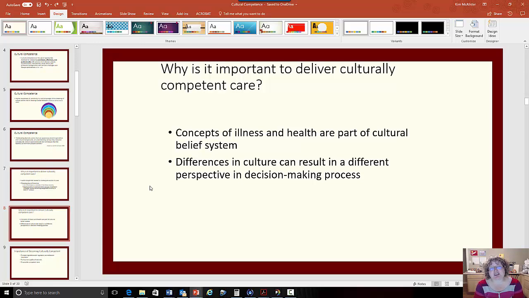And also, differences in culture can result in a different perspective on decision making because of what I just discussed, with outcomes and expectations in healthcare being different. Although we may see the patient as the person who has the authority and the right to make decisions for their care, their culture or their ethnicity may specify that somebody else in their family, in their group of people, or in their acquaintances may be the person who makes that decision.